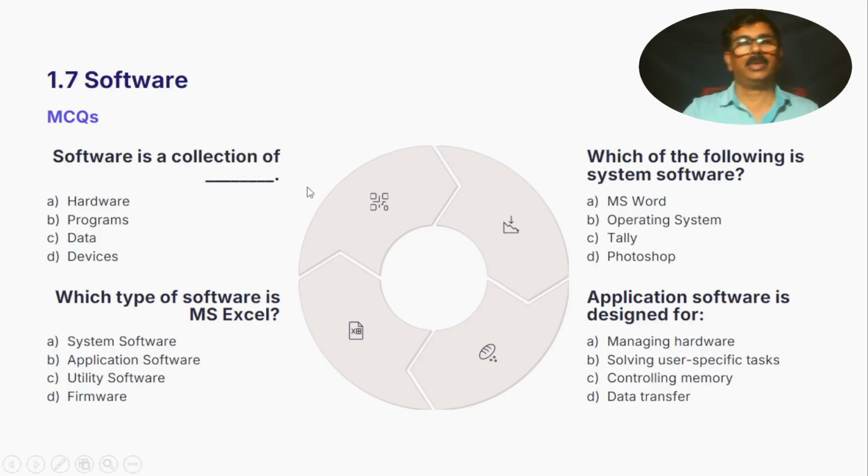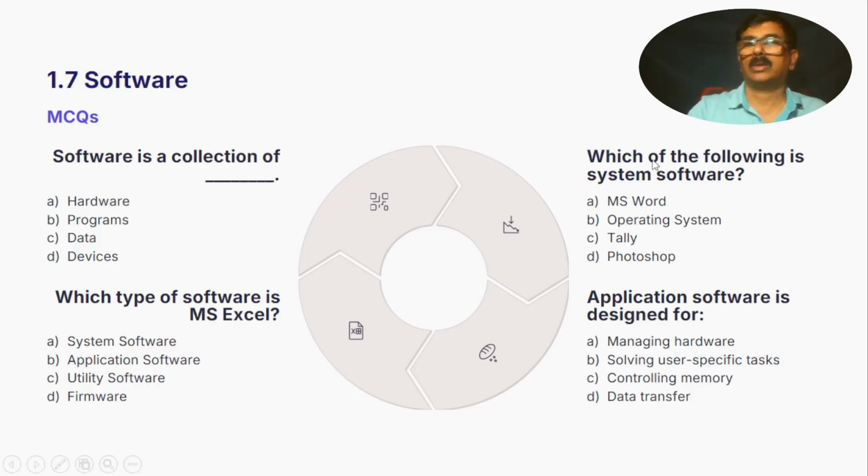Then section 1.7, on software. Software is a collection of programs. I told you, a set of instructions makes a program and a set of programs makes software. Which type of software is MS Excel? System, application, utility, firmware. That is application software, software which is for one specific purpose.